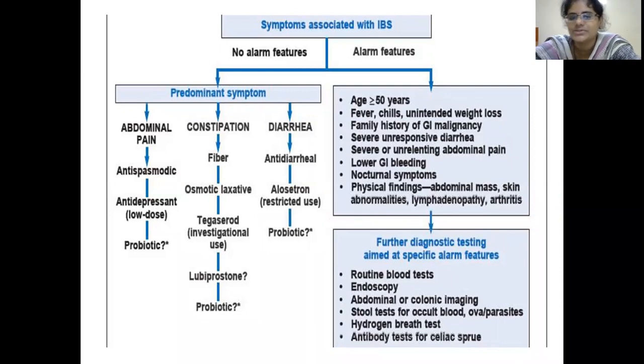Once you find these red flag signs, investigate these patients thoroughly, to exclude lactose intolerance or celiac disease or IBD or any other malignancy. So these are the tests to be done.